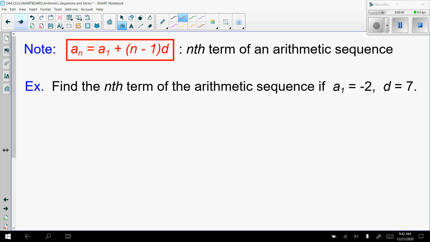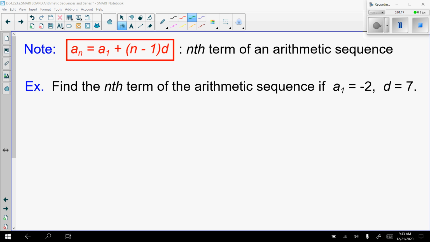Please take a moment and copy down the note. Afterwards, use the formula for the example. Please pause the video and do so. This formula is for the nth term of an arithmetic sequence: a sub n equals a sub 1 plus the quantity n minus 1 times the difference.